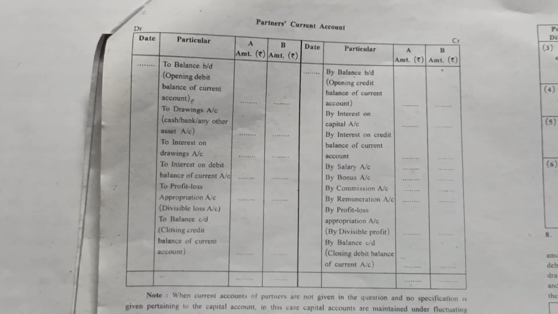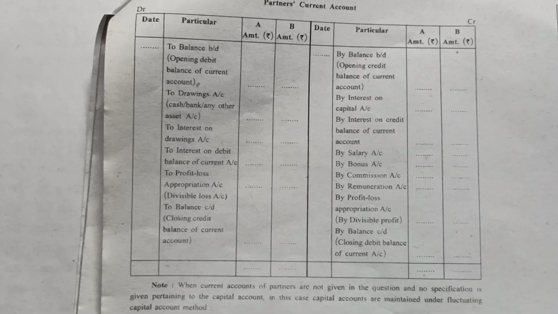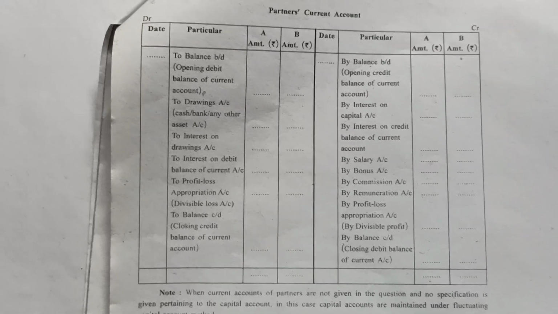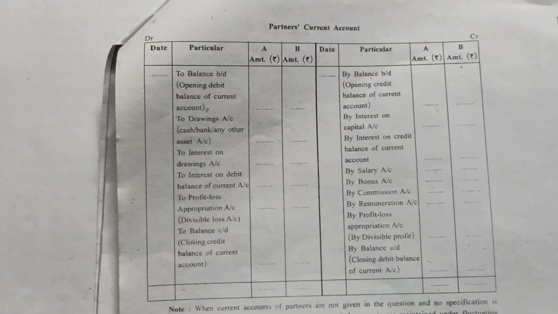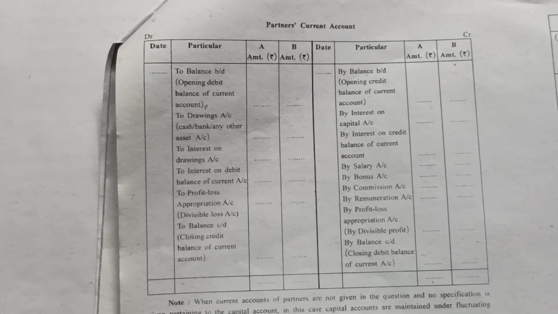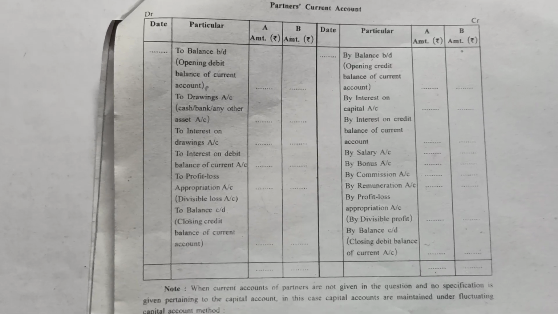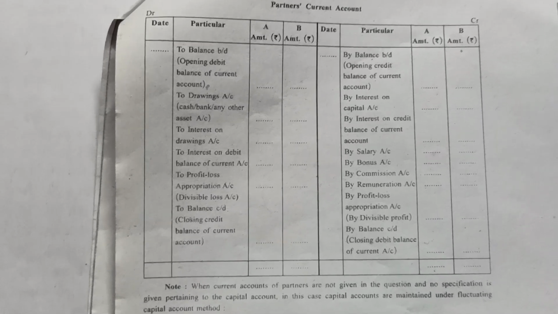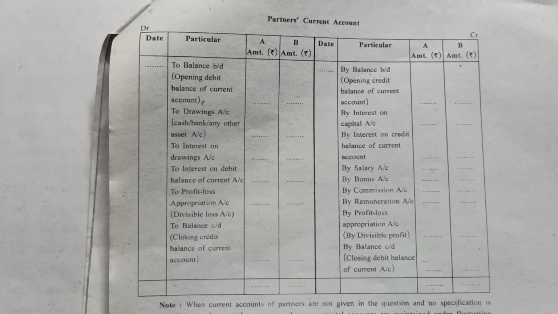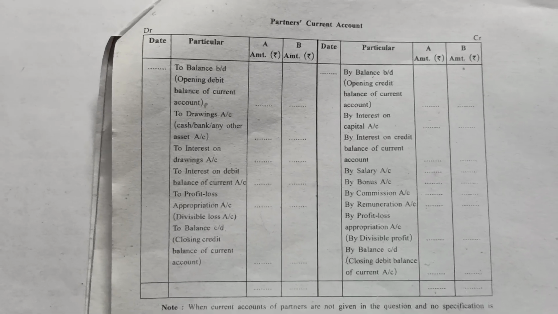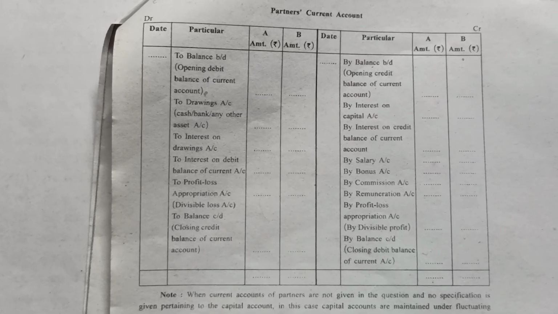And for the partner's current account, as we can see, the other transactions than the permanent capital are recorded in the same form as it was recorded in the fluctuating capital method. On the credit side, we can see the opening credit balance of the current account is brought. After that, interest on capital, interest on credit balance of current account, then salary, bonus, commission, remuneration, divisible profit will be recorded here, and lastly the closing debit balance will be calculated.